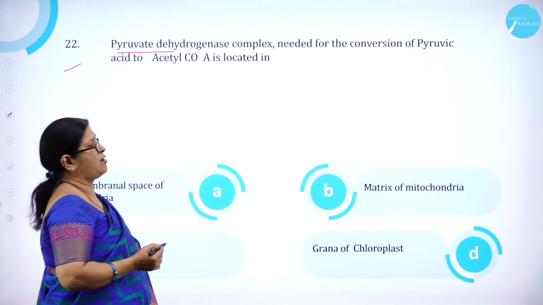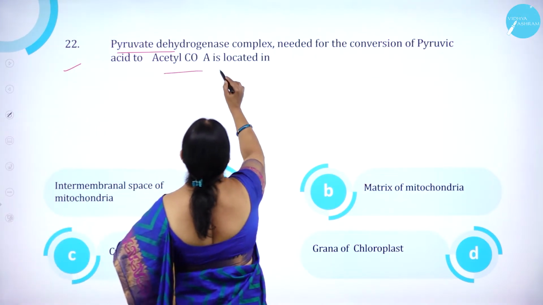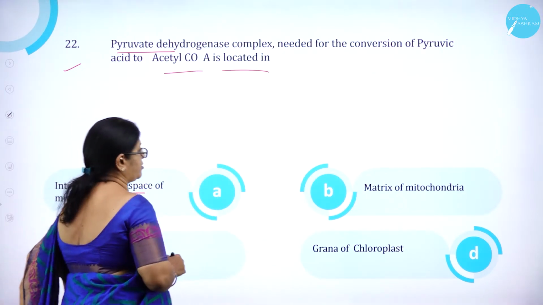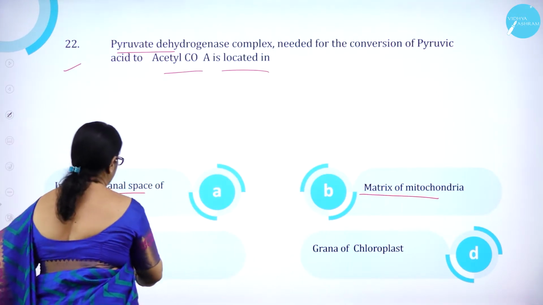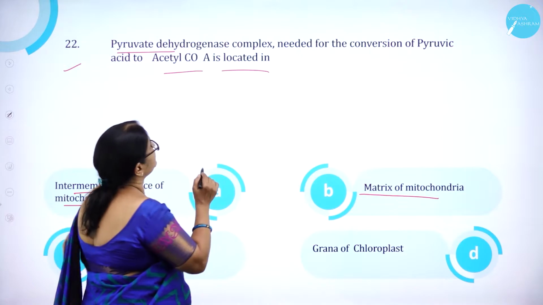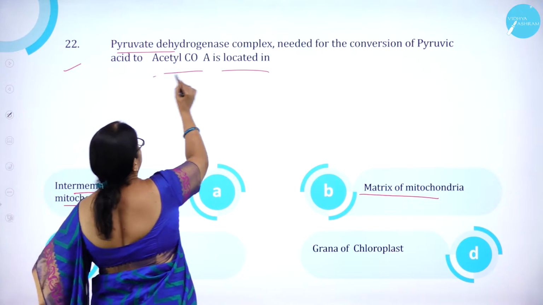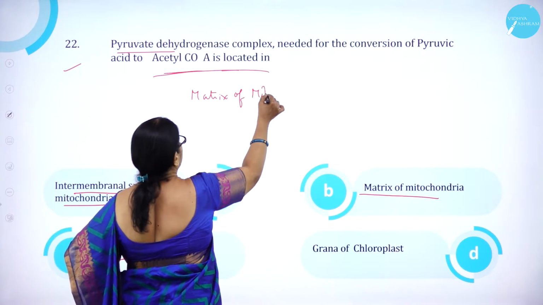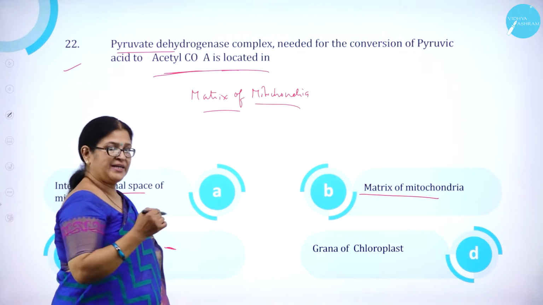Pyruvate dehydrogenase complex needed for the conversion of pyruvic acid to acetyl-CoA is located in option A, intermembranous space of mitochondria, B, matrix of mitochondria, then C, cytoplasm, and D, grana of chloroplast. So the pyruvate dehydrogenase complex is located in the matrix of mitochondria. The liquid-like substance, which we call the matrix, is found in the matrix of mitochondria.